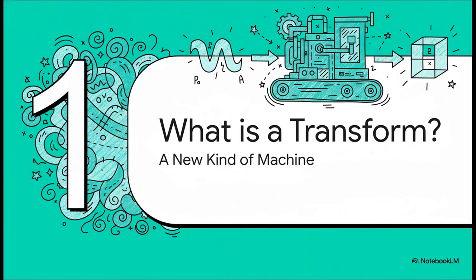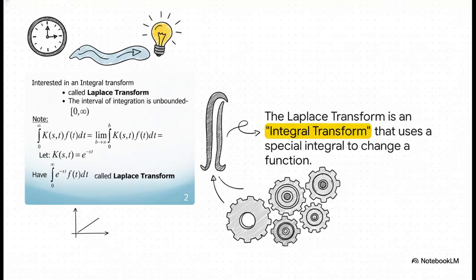Okay, so let's get a handle on this idea. The best way to think of a transform is like a machine. You put one function in, the machine whirs and clanks, and out pops a completely new but related function on the other side. The Laplace transform specifically is what's called an integral transform. The engine inside our machine is built around this very special kind of integral, one that goes all the way from 0 to infinity. That's what does all the work.